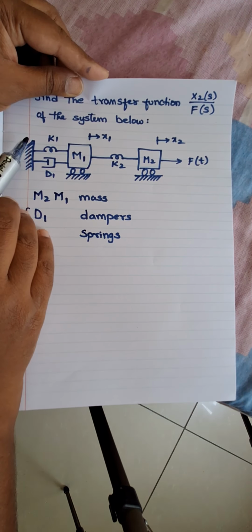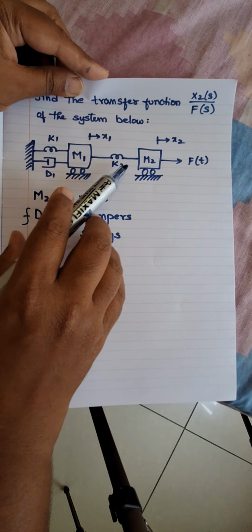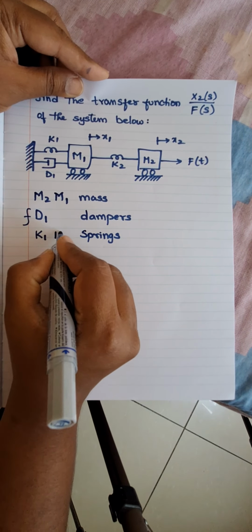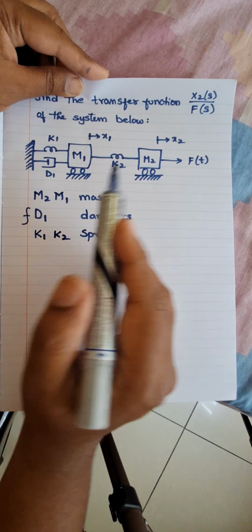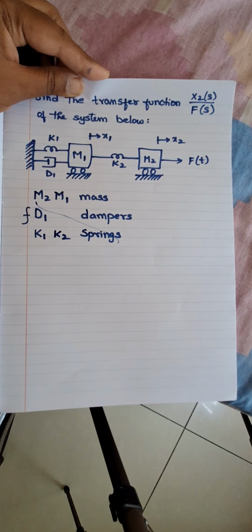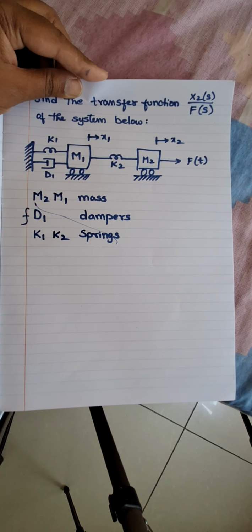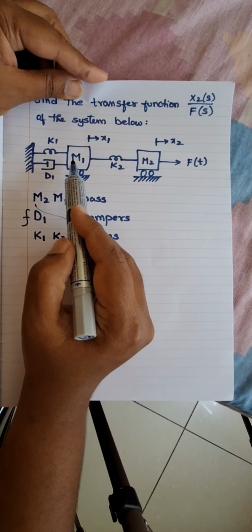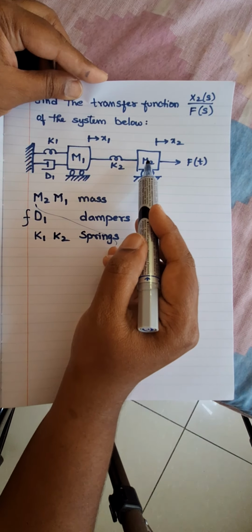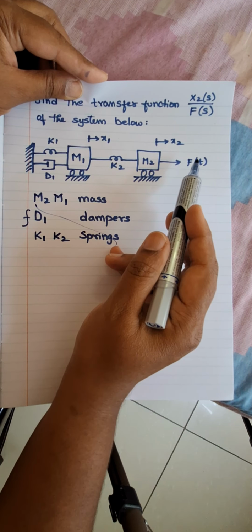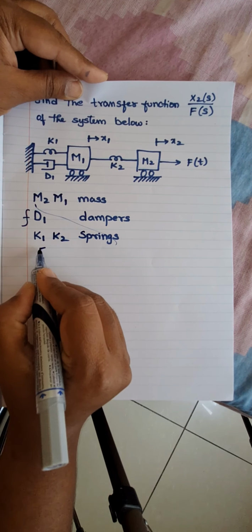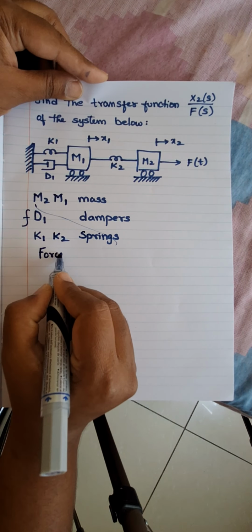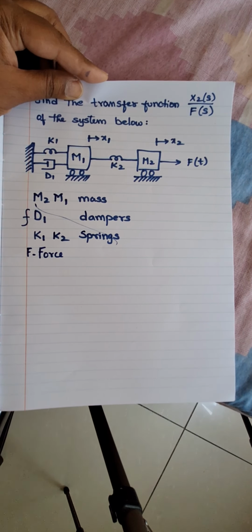How many springs K are there? K1, K2, that's it. So K1, K2 are the springs in this question. M1, M2 are the masses of the bodies. D1 is the damper. Then what else is there? K1 is done, D1 is done, M1 is done, K2 is done, M2 is done, F. What is F here? F is the force on the body.